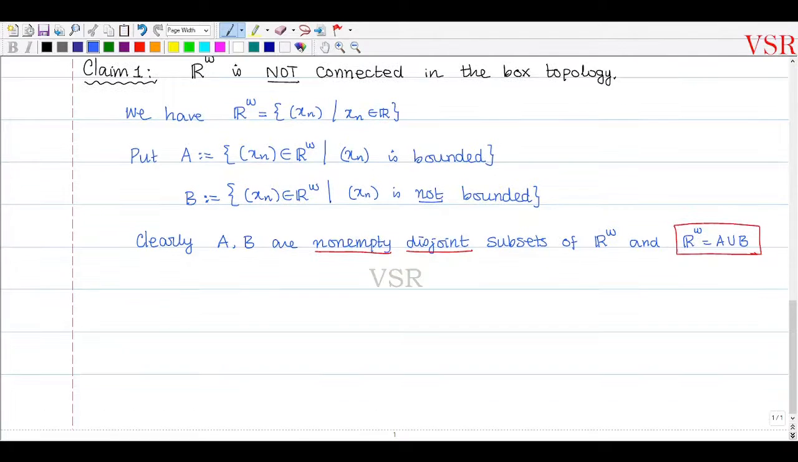So now we claim that A and B are open sets in R omega. I will prove that they are open. To prove this, what should we do? First I claim that A is open.